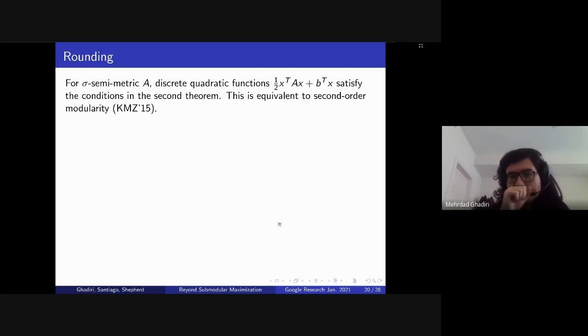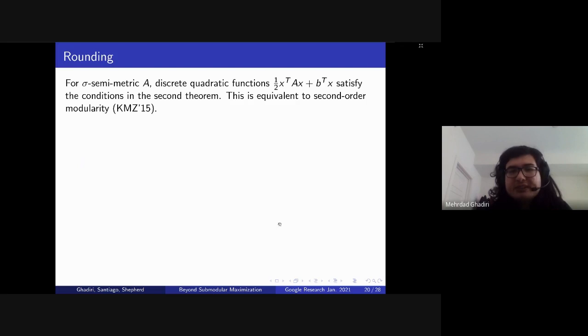And here, if I take the multilinear extension of that function, it is these functions, which we call discrete quadratics. Here we assume that A, this matrix of weights, is sigma semi-metric, and the entries of A are non-negative, and one can see this satisfies the conditions of the second theorem, the theorem that gives us a linear bound, like a linear approximation in terms of sigma.